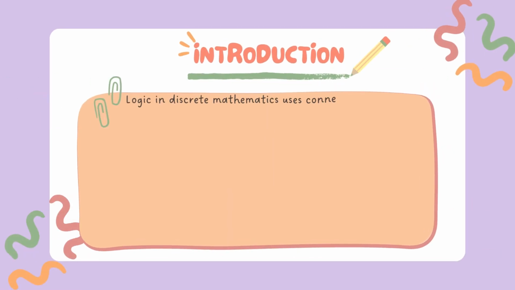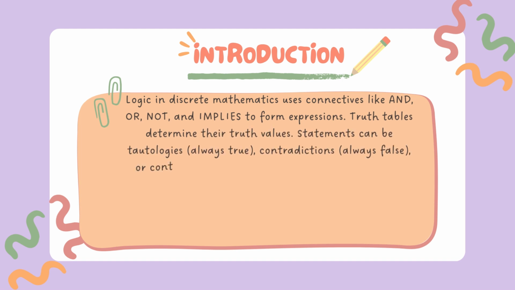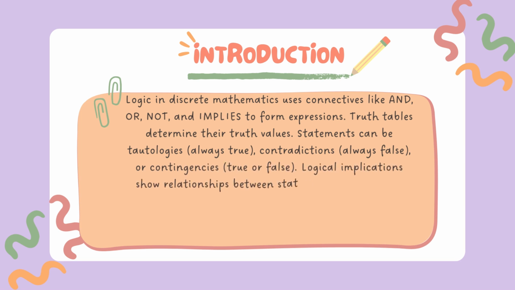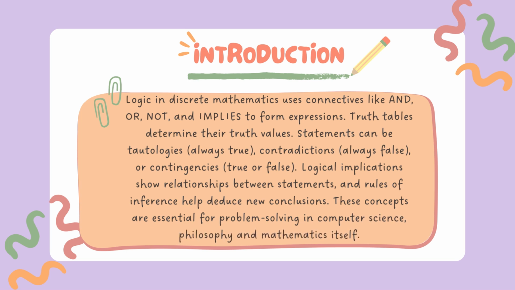Introduction. Logic in discrete mathematics uses connectives like AND, OR, NOT, and implies to form expressions. Truth tables determine their truth values. Statements can be tautologies, always true, contradictions, always false, or contingencies, true or false. Logical implications show relationships between statements, and rules of inference help deduce new conclusions. These concepts are essential for problem solving in computer science, philosophy, and mathematics itself.